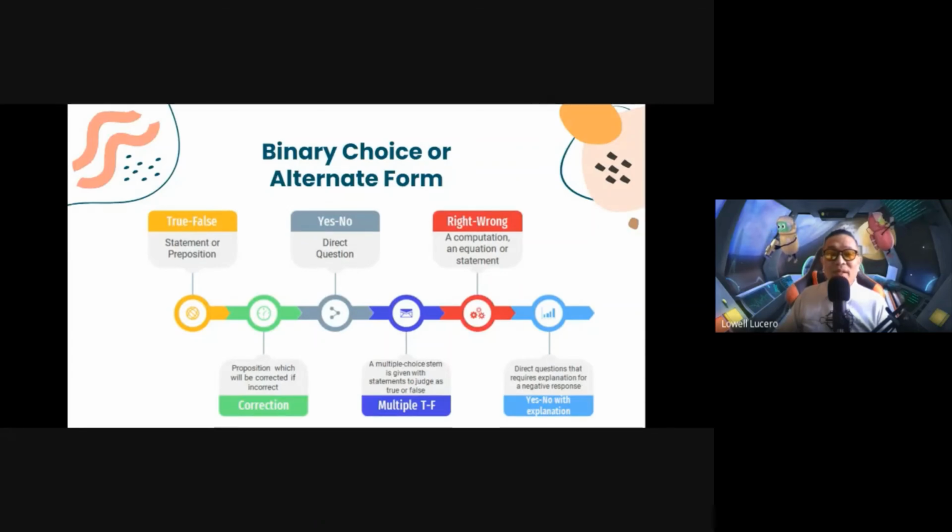What are the parts of binary choice or alternate form? It has a statement or direct question and options. Then I hope you have also seen the guidelines. We have tips on how to construct this type of test. You don't just construct a test casually. You should follow those guidelines. They are not absolute rules, but tips given by experts who have done this.